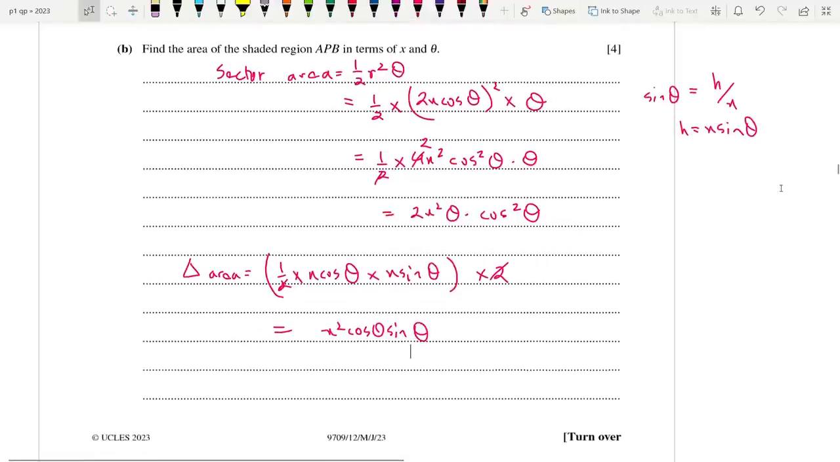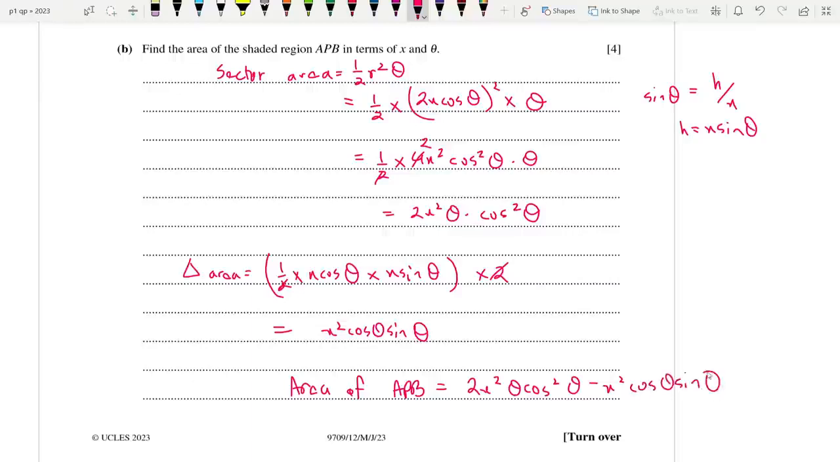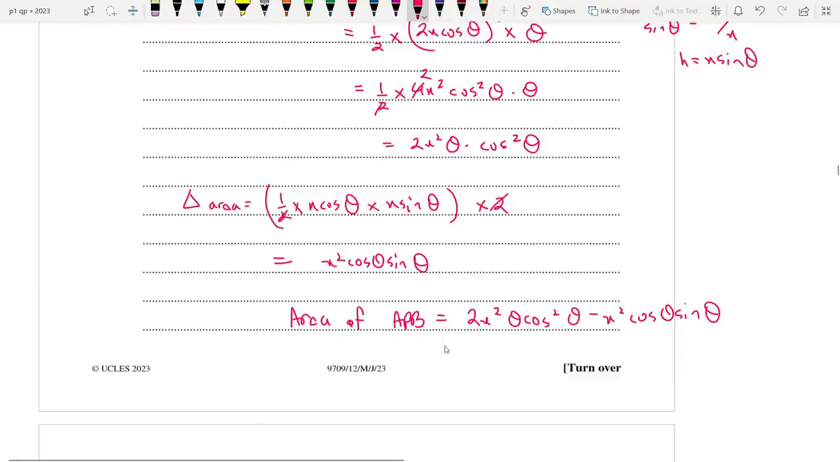Now let's subtract it. Area of APB: 2x square theta cos square theta minus x square cos theta sine theta. Let's check. So we can actually take common over here. So we end up with x square cos theta, which is there are three things here, 2 theta cos theta minus sine theta. That's all.